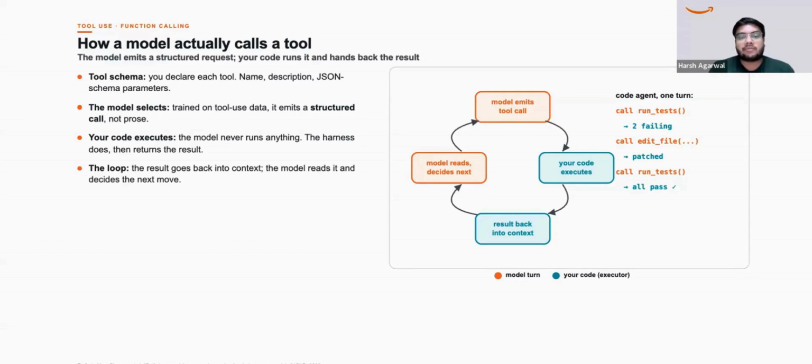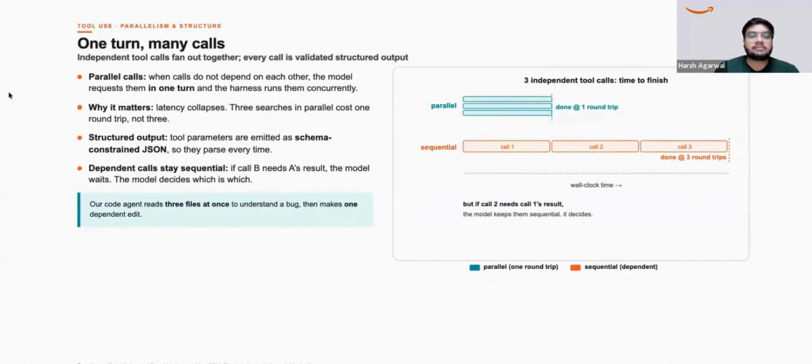So for the example of a code agent that we took, it asks to run the tests. Your harness is going to run them, and the failures are going to come back to the model as context, and the model is going to read them and then decide on what files to edit or what changes to make. So the whole pipeline is ask, execute, observe, decide, and this continues together.